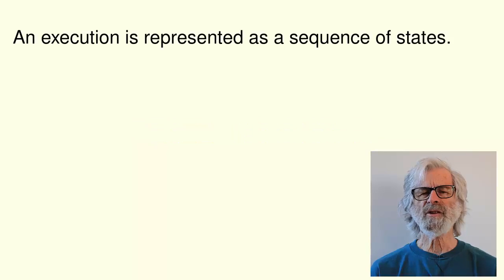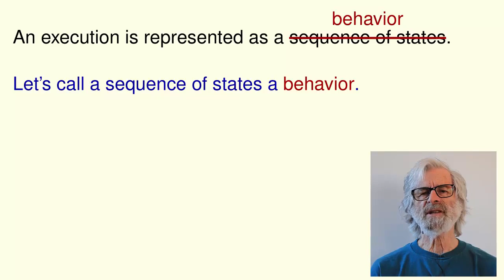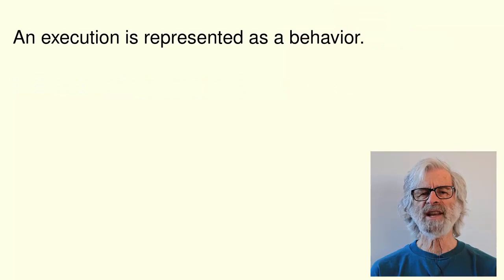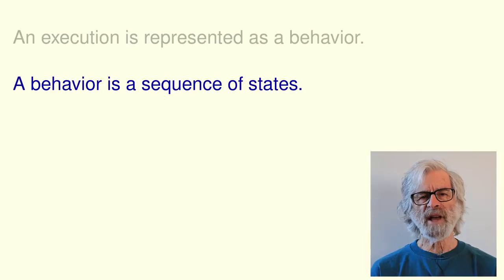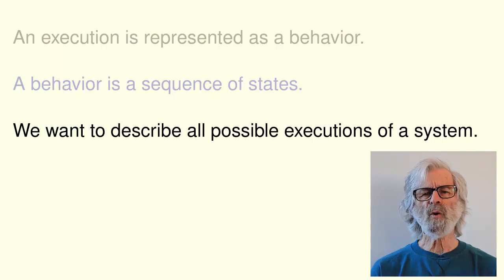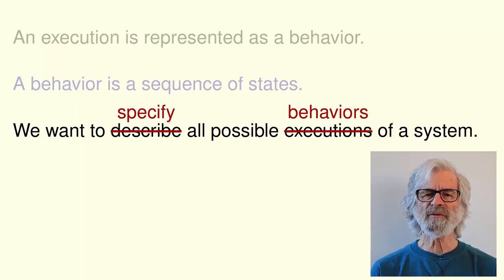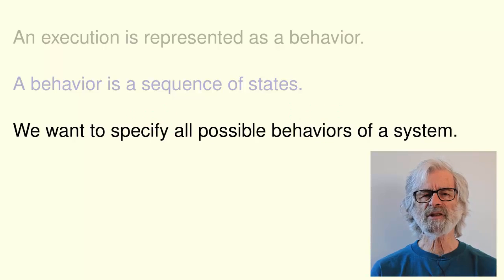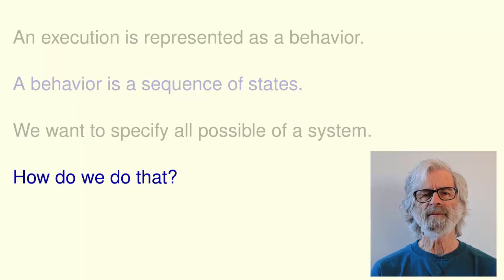State machines. An execution of a digital system is represented as a sequence of states. Let's call a sequence of states a behavior, so an execution of a digital system is represented as a behavior, where a behavior is a sequence of states. We want to describe all the possible executions of a system, which means specifying all its possible behaviors. How do we do that?